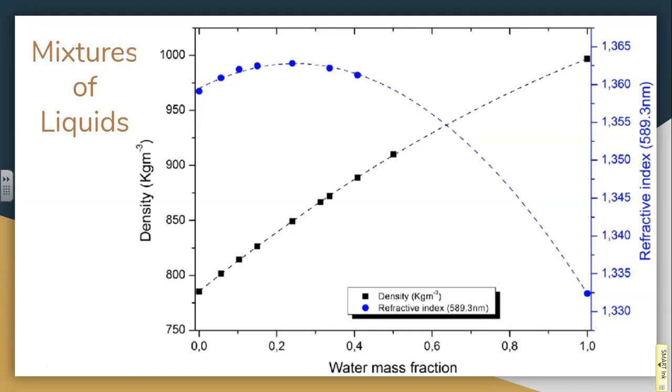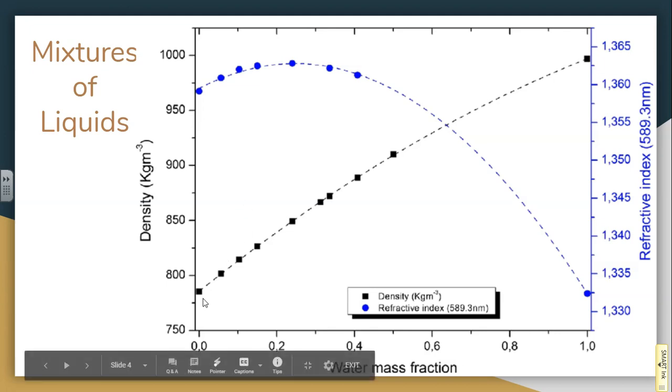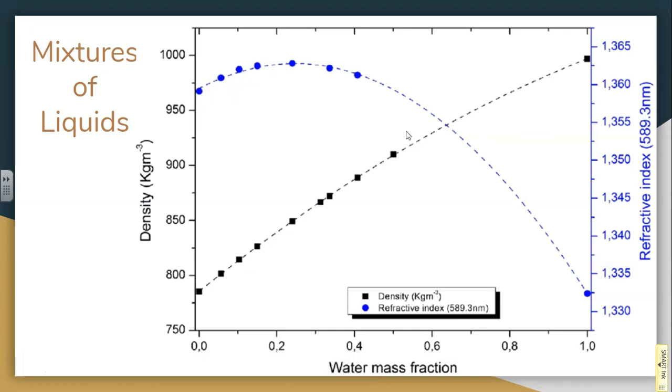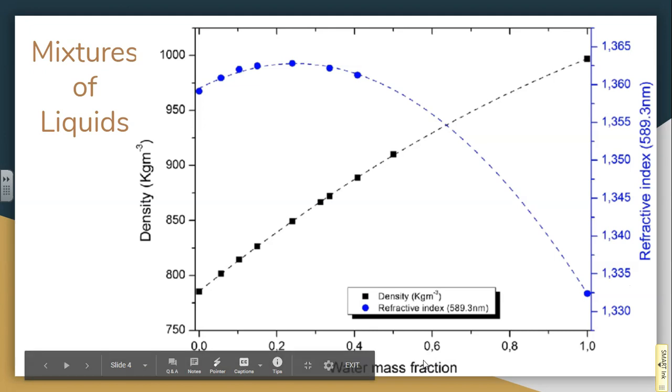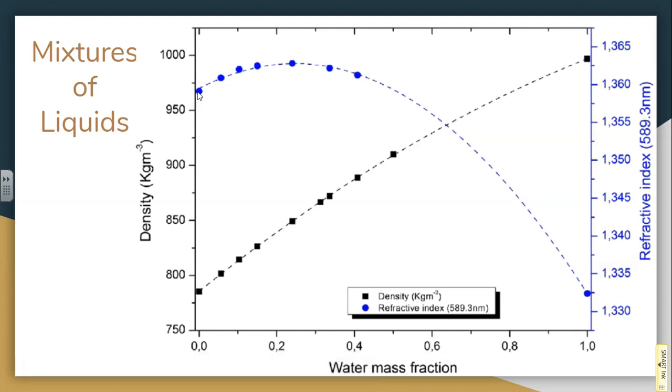Now, this is the best graphic I could find that shows this. So we're going to ignore this black line because that's an indication of density, but we're going to look at this blue line here. What this is, it's a mixture of ethanol and water. The x-axis down here is the mass fraction of water, and so at 0, when we have 0 water and it's 100% ethanol, well, what did we say the index of refraction of ethanol was? 1.36. Perfect. And that's what this data table shows. It's an index of refraction of 1.36.